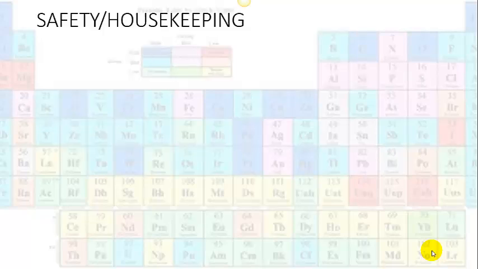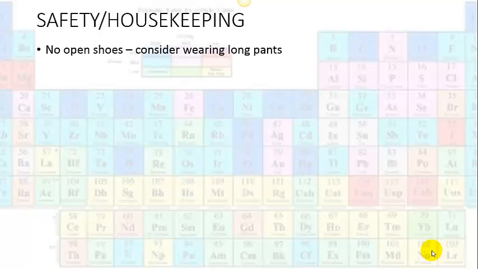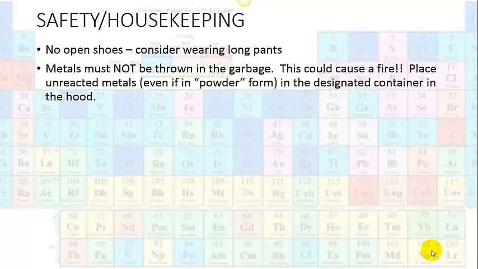Safety and housekeeping is very important for this lab. We're working with a lot of different chemicals. We're doing a lot of different types of reactions. Make sure you wear appropriate clothing. Make sure you have the appropriate shoes. Do not wear hairspray. Keep your hair tied back. All of those kinds of things. Consider wearing long pants. Please, we are working with quite a few different chemicals. You do need to have at least long shorts ordinarily, but consider wearing long pants this week.